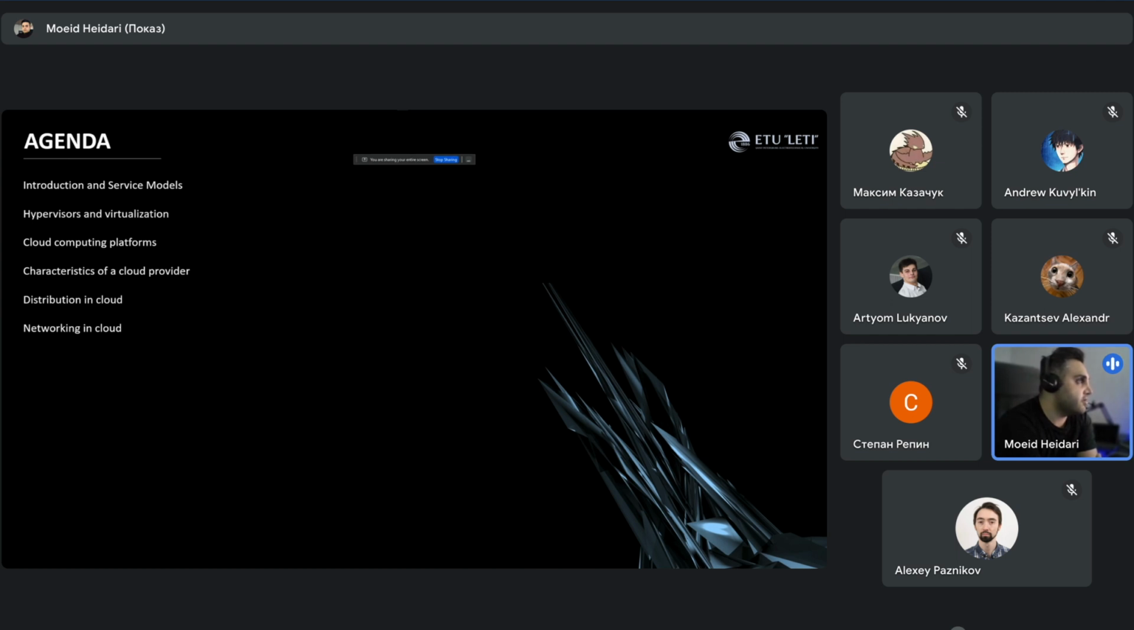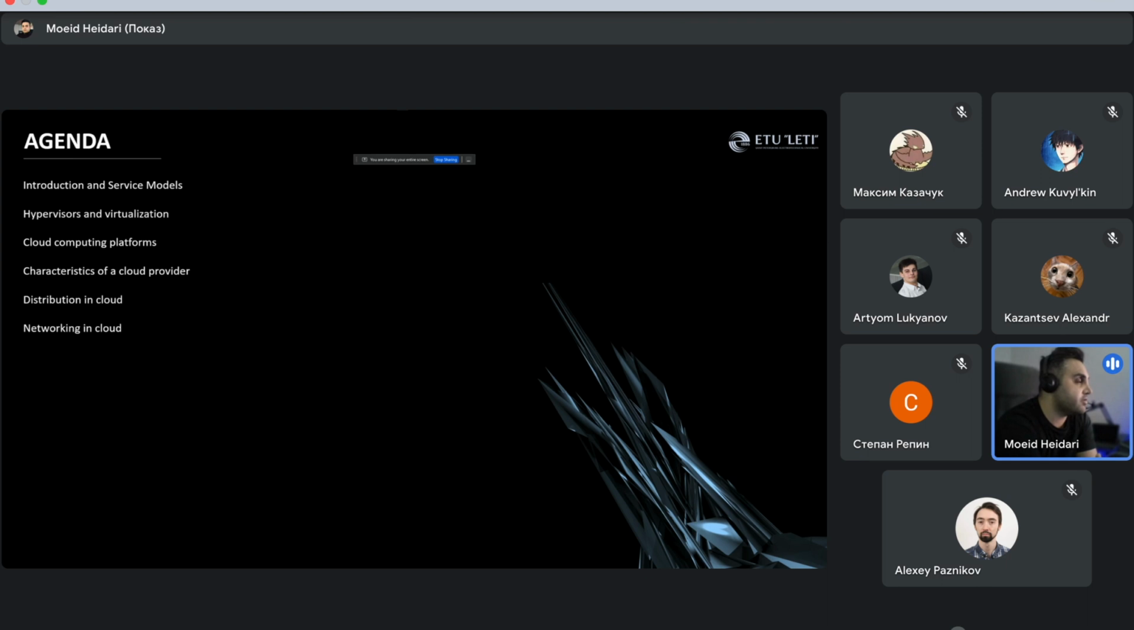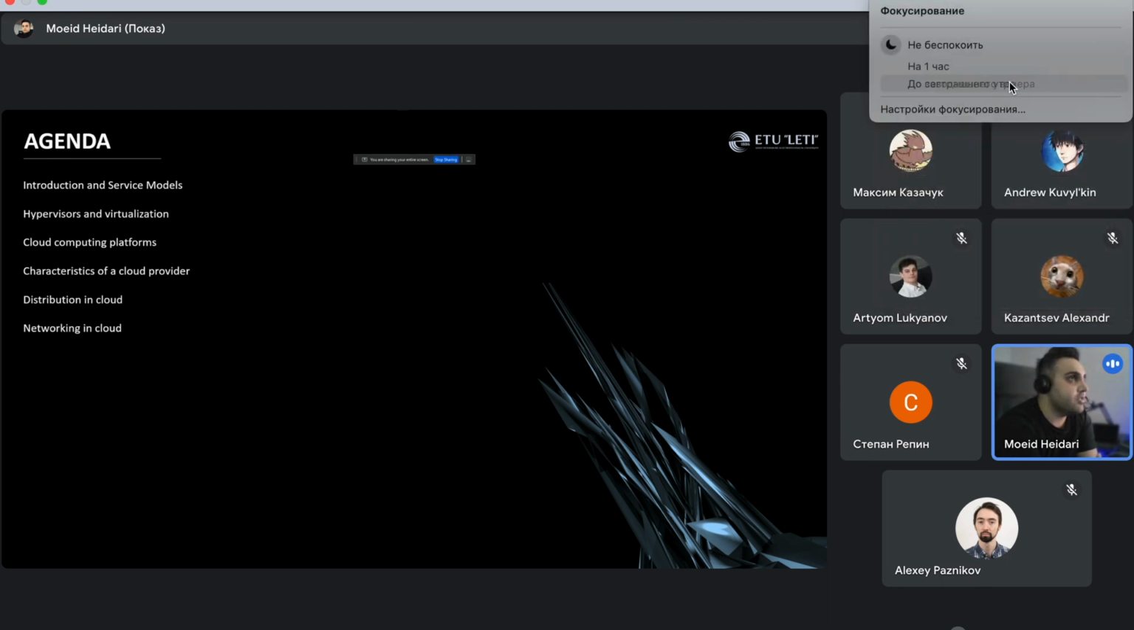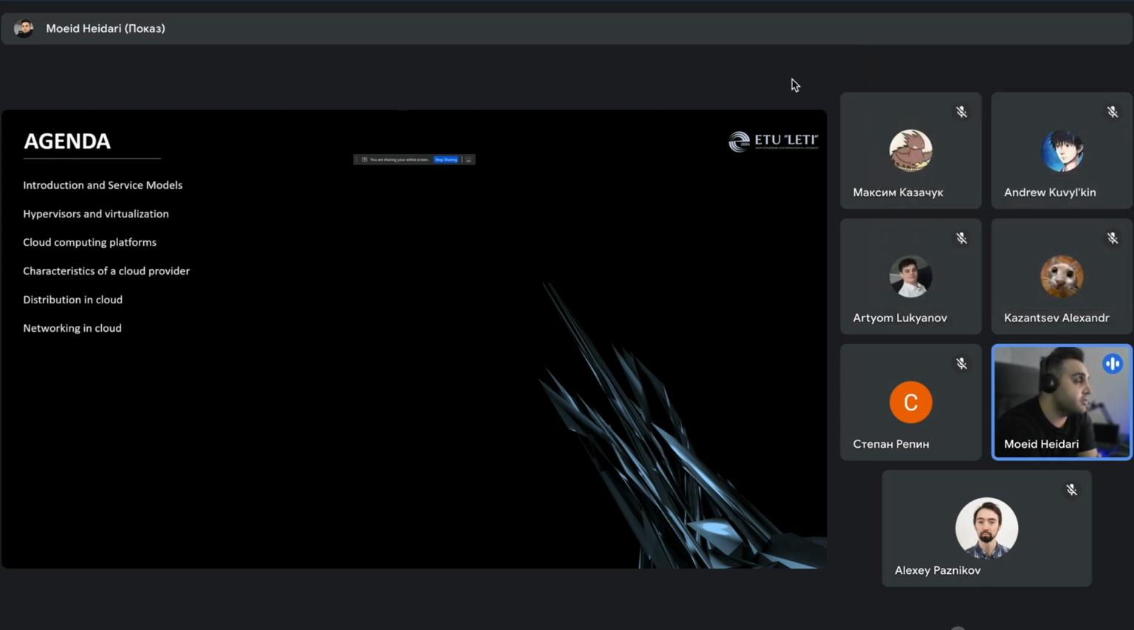And then we will jump to the cloud computing platforms and compare different cloud computing platforms. Specifically, we will be talking about OpenStack as one of the chosen cloud computing platforms, and we describe the components that OpenStack provides. And then we analyze the characteristics of a cloud provider, a public or a private cloud provider.